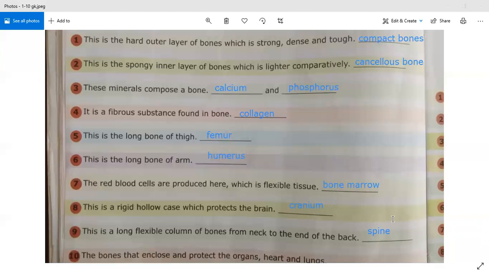Okay. Now let's move to the 10th fill-up. There are some bones which are protecting our organs, our heart and lungs. What is the name of those bones which are protecting our organs, heart and lungs? Its name is rib cage. R-I-B-C-A-G-E. Beta, write down these spellings very, very carefully. Rib cage. Okay. Now let's move to the next fill-ups.